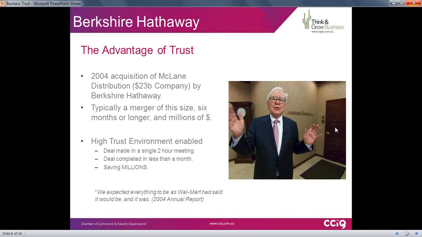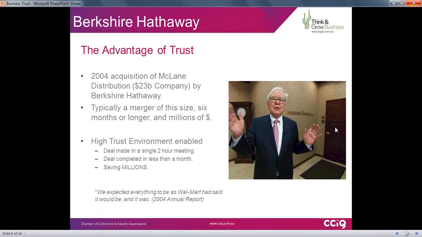But because Walmart and Berkshire Hathaway operated in an environment of high trust, they were able to make the deal in a single 2-hour meeting. What? A $23 billion business sold in a single 2-hour meeting. The deal was completed in less than a month, and it saved Berkshire Hathaway millions of dollars.